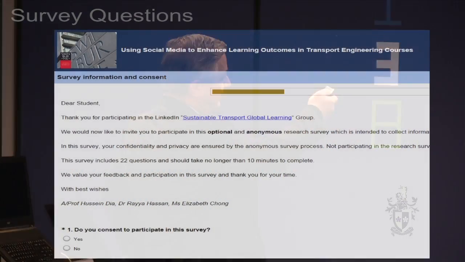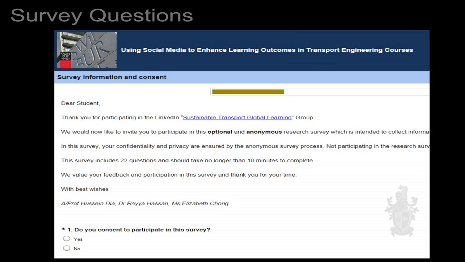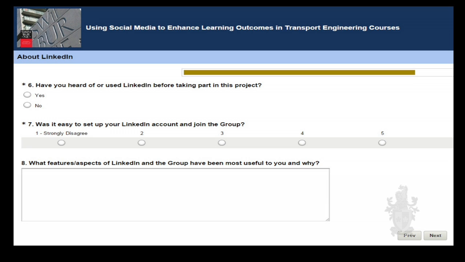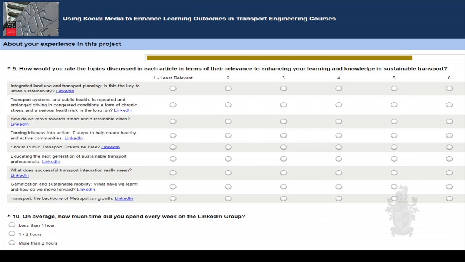So basically, at the beginning of the survey, they have to consent to undertake the survey. We asked a few questions about themselves, about the students. Few questions whether they had used LinkedIn previously. And then for each of the topics that we have provided, we asked them to rate if they have perceived that they have learned, on a scale of 1 to 10, whether it added to their learning in sustainable practices, how, on average, how much time did they spend.